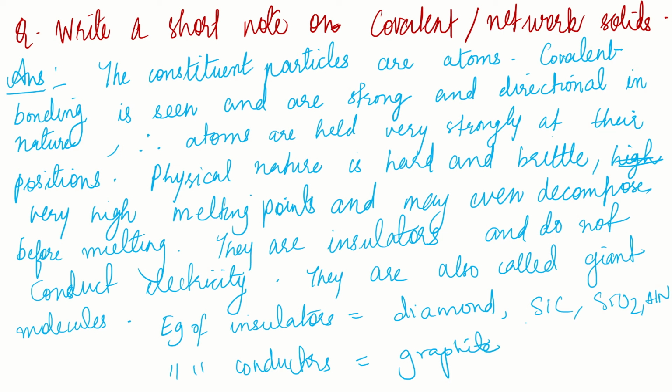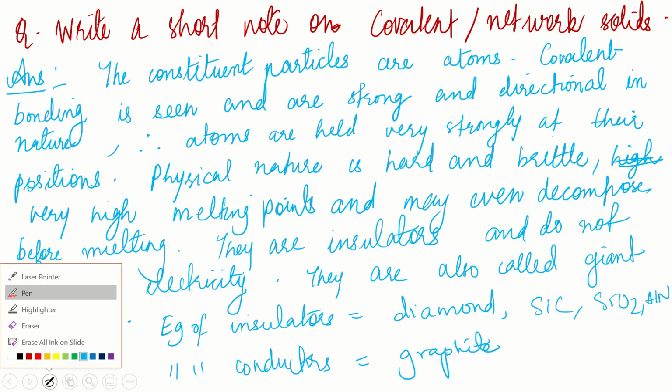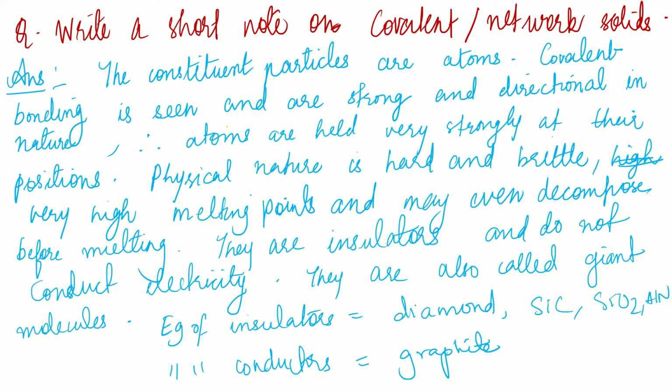So, write a short note on covalent or network solids. The constituent particles are atoms. Covalent bonding is seen and is strong and directional in nature, because of which atoms are held very strongly at their positions. Physical nature is hard and brittle, and they have very high melting point and may even decompose before melting. They are insulators and do not conduct electricity. They are also called giant molecules, and examples of insulators are diamond, silicon carbide, SiO2, AlN. Examples of conductors: graphite.